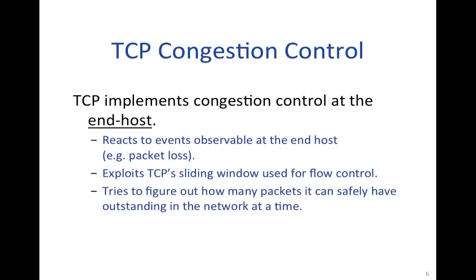So let me give you a quick introduction to TCP congestion control. TCP implements congestion control at the end host because the network provides no support. It reacts to events observable at the end host. In particular, it's going to use packet loss, or if it believes that there were packets that were dropped. It's going to exploit TCP's sliding window that we use for flow control and retransmissions. It's going to exploit the fact that that's there, and it's going to overload it with a means to control congestion. And I'm going to be explaining that shortly.